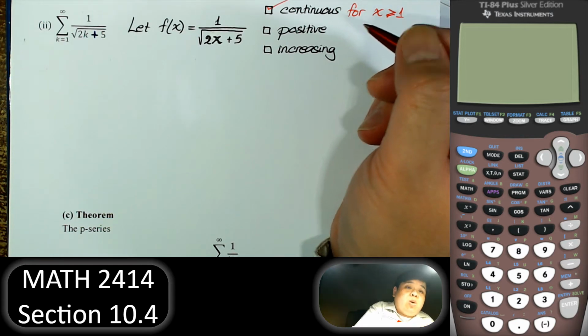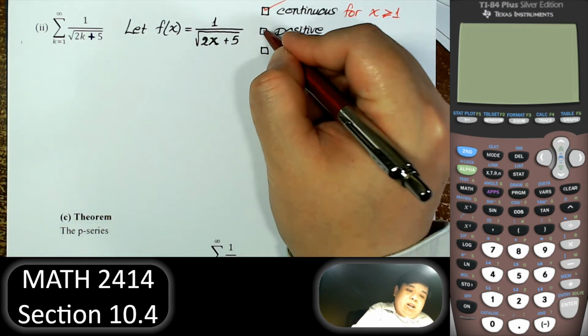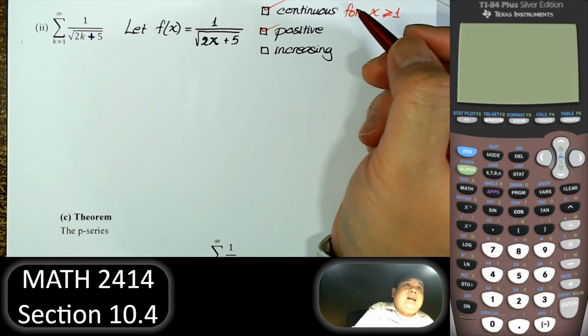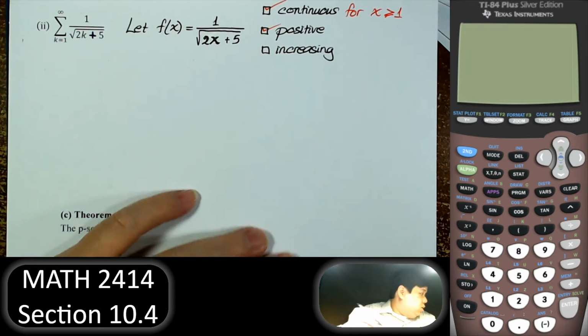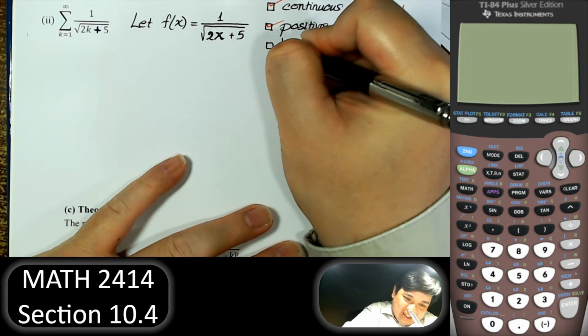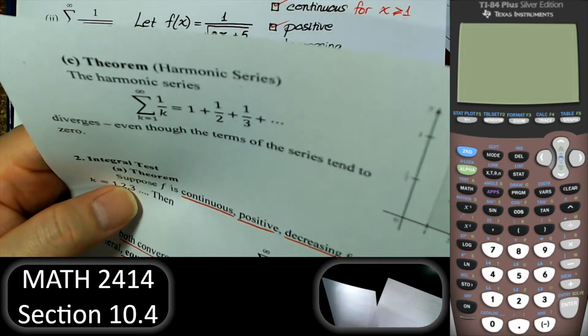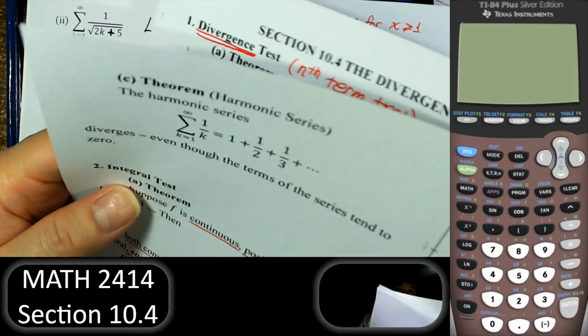And by the same token, if x is greater than or equal to 1, put in here, it's going to be positive. Yes. And is that decreasing? Sorry. What was that earlier? Yeah, it has to be decreasing.